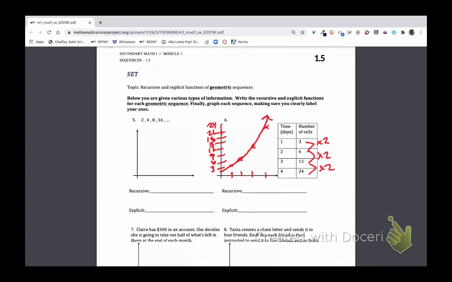So for the recursive, remember we want to try to identify our first step. Our first value in this case is the input is 1, the output is 3. To find our next term, we will take our previous term and multiply it by 2. That's all this is doing. For the explicit, we're looking for any moment in time. I want to be able to figure out the number of days, the number of cells. So in order to do that, we first identify our first term, which is 3, and then we multiply it by our common ratio, which is 2. We're multiplying it here by 2, to the n minus 1 power. And you are done.